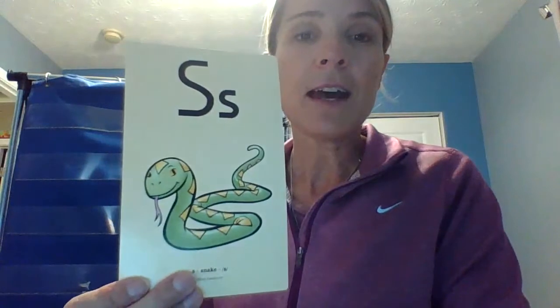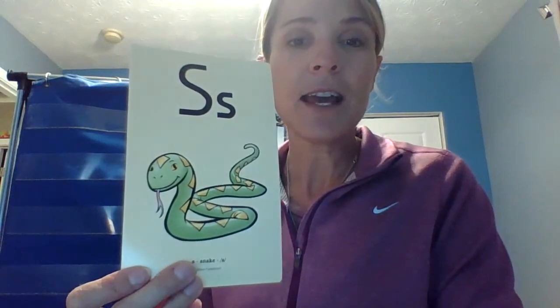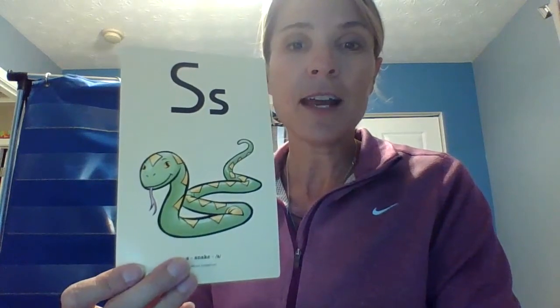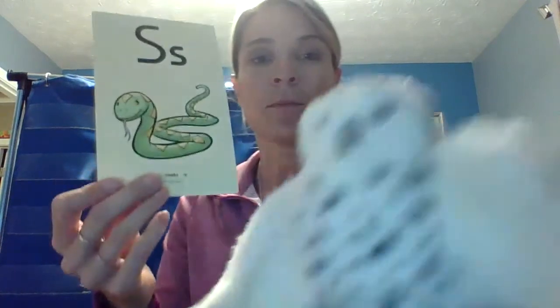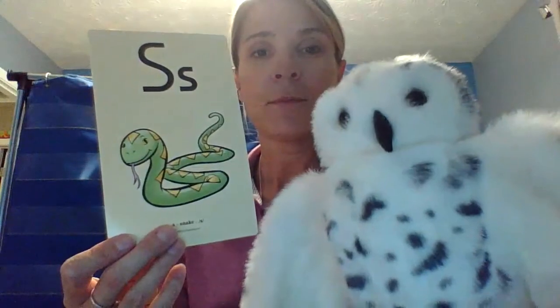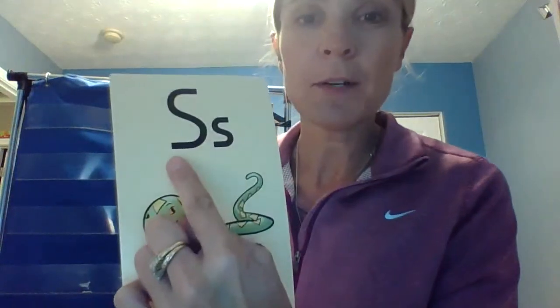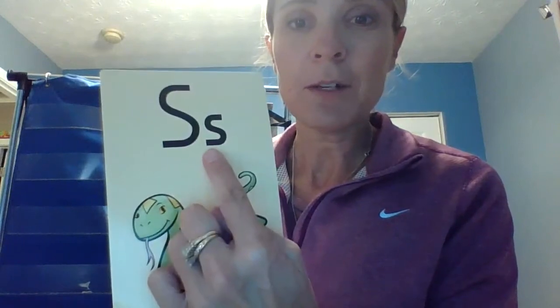The D sound. My next letter is S, snake, S. Your turn. S, snake, S. Okay, if you look, here's your capital or uppercase. Here's your lowercase, your picture, and then the sound is S.